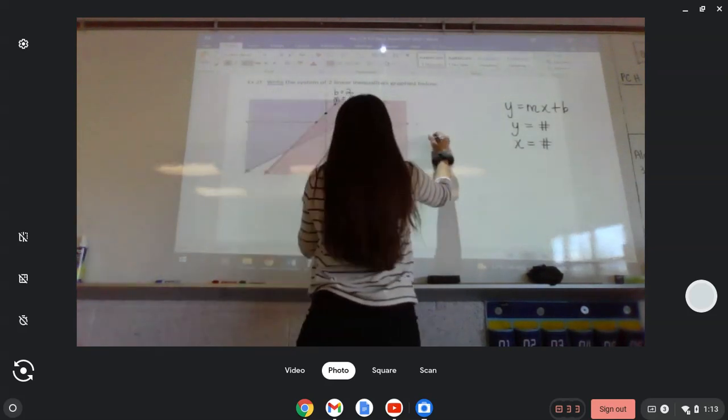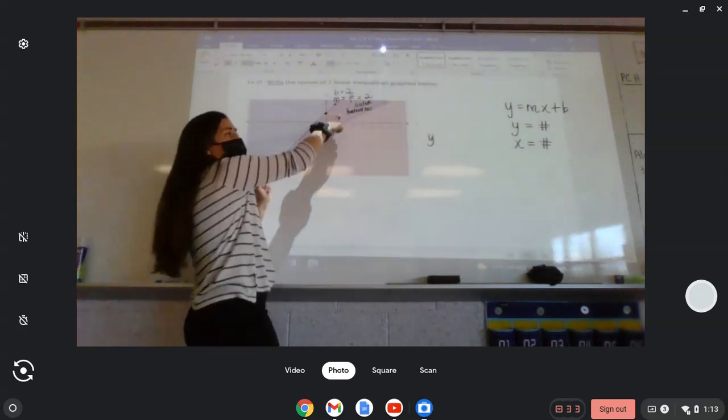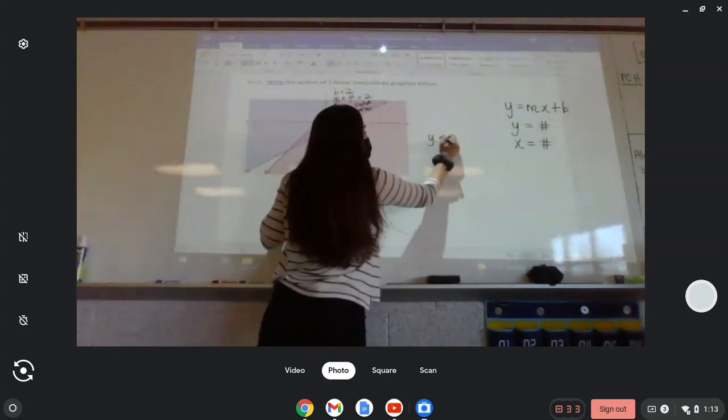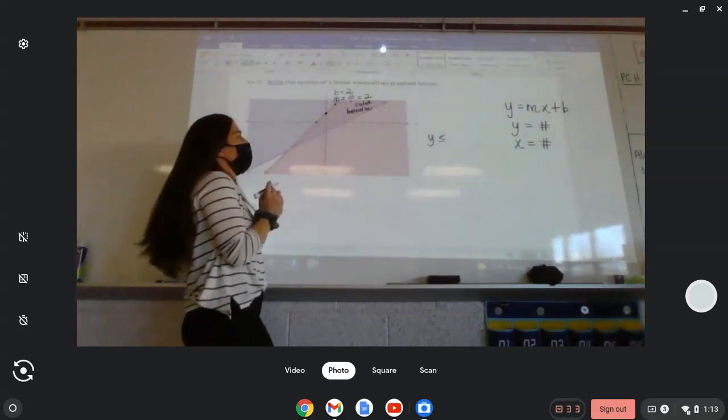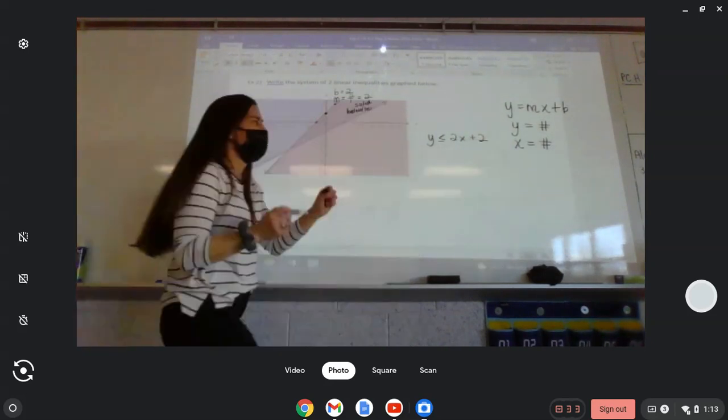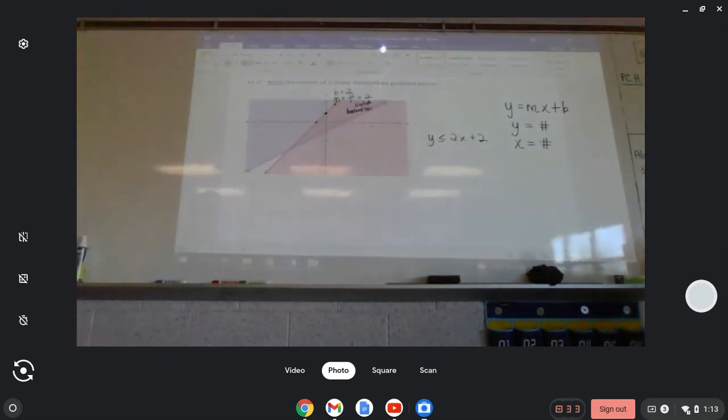All right, so we would have what? Y. We said it has to be a less than symbol. It's solid, so give me that equals 2. And now give me your mx plus b. 2x plus 2. All right, I want you guys to do blue. You do the blue. Get your y-intercept, get your slope. Make sure it's the right sign, because look how that line slants. And then see how they shade it.